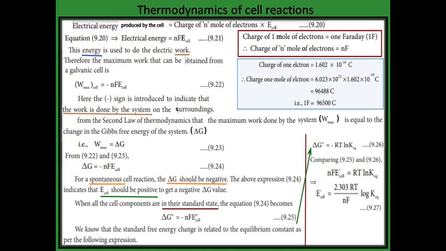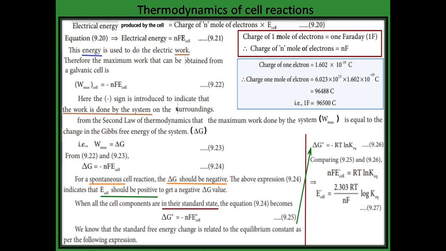Now see 9.25 and 9.26, both are delta G naught. Now equalize these two equations, we get nF E naught cell is equal to RT natural log K equilibrium. The natural log we can convert into log base 10 by multiplying by 2.303. Now, rearranging, we get the E naught cell value is equal to 2.303 RT divided by nF log K equilibrium. So the standard EMF of the cell we can calculate from equation 9.27.